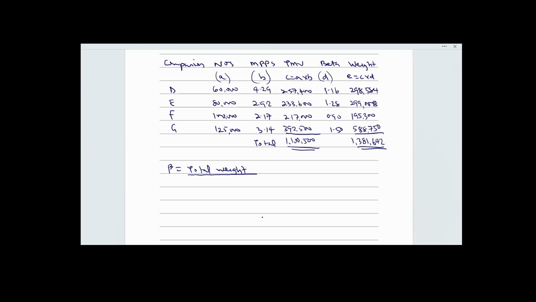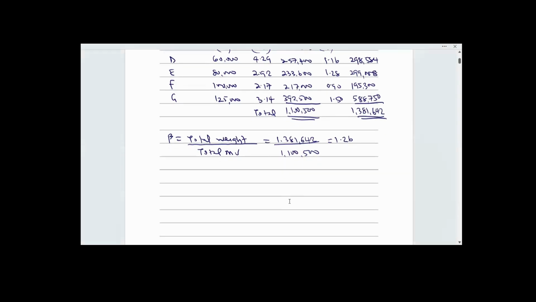divided by the total market value, which is 1,381,642 divided by 1,100,500, and that equals 1.26. I need to interpret this.